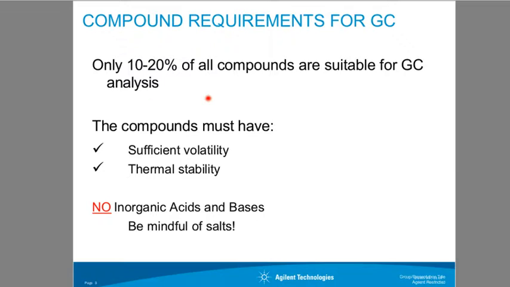So the compound requirements for GC: really only about 10 to 20% of all compounds out there are even suitable for GC analysis. The two things that really govern that are that they have to be sufficiently volatile, and they also have to be thermally stable. So you don't want anything to decompose or degrade when it's either on the column or even getting to the column. And with certain applications, that is actually a problem.